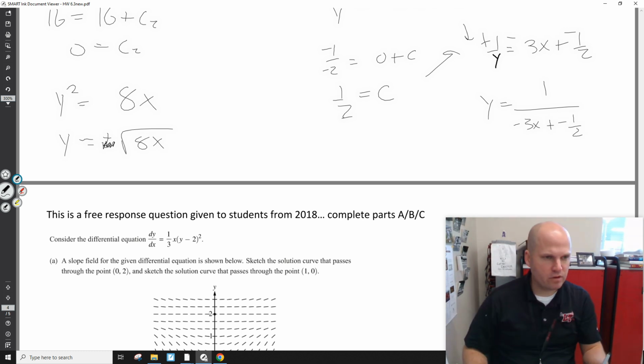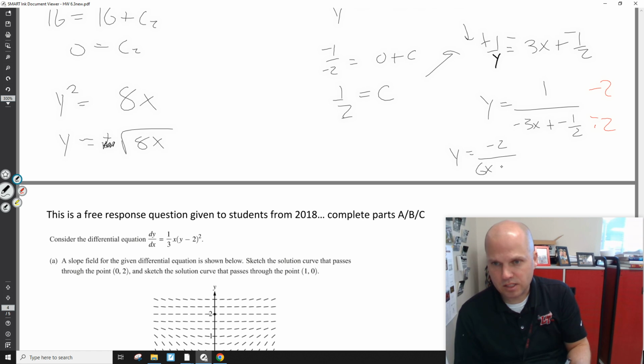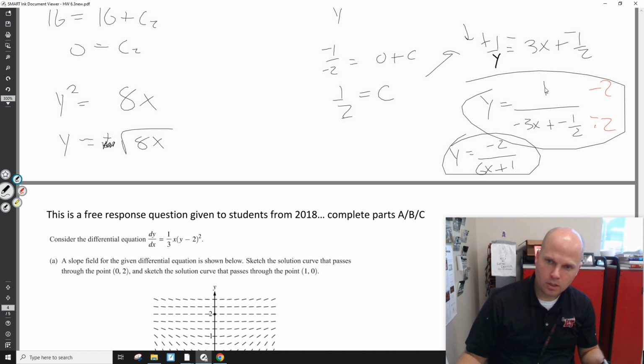This is fine for free response. For multiple choice, be prepared to multiply the top and bottom by the fraction that you want to get rid of, the denominator. You can multiply the top and bottom by 2 or even negative 2, giving me y equals negative 2 over negative 6x minus 1. That's good, or that's good. Multiple choice, free response.